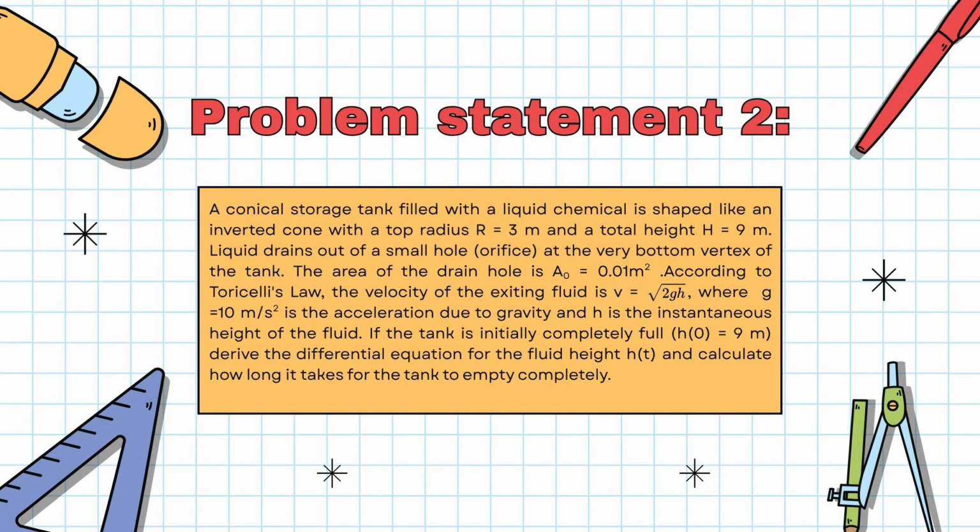For problem statement 2, a conical storage tank filled with a liquid chemical is shaped like an inverted cone with a top radius of 3 meters and a total height of 9 meters. Liquid drains out of a small hole at the very bottom vertex of the tank. The area of the drain hole is 0.01 square meters. According to Torricelli's law, the velocity of the exiting fluid is square root of 2gh, where g is 10 meters per second squared, the acceleration due to gravity, and h is the instantaneous height of the fluid. If the tank is initially completely full, h at t equals 0 is 9 meters. Derive the differential equation for the fluid height h(t) and calculate how long it takes for the tank to empty completely.